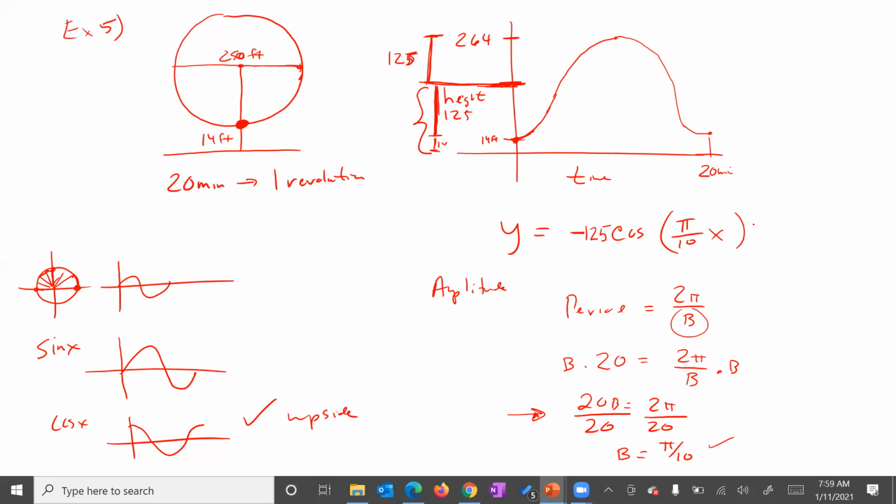Could you do 264 divided by 2? No, but that's not the same thing, because 264 divided by 2 is half of it, but we also have to add 14. So 125 plus the whole 14. Okay, that makes sense. Okay, we're good.